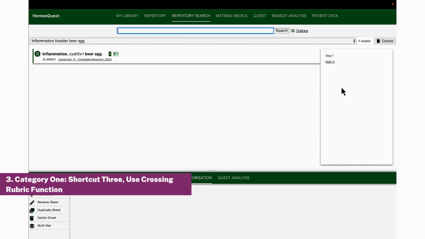Now, such a rubric is not useful for repertorization. So what do you do? In this case, what we do is break it into components and cross them. Okay?